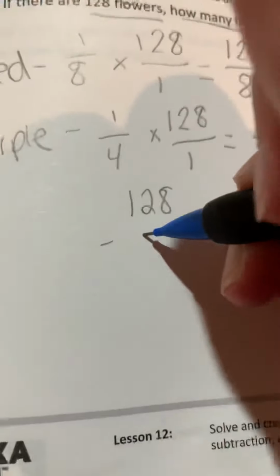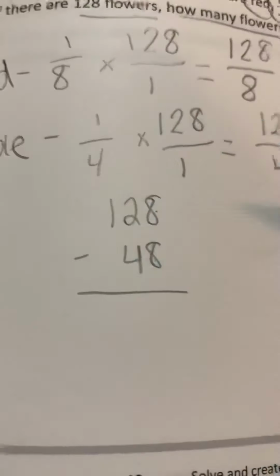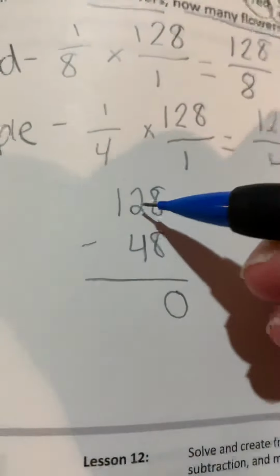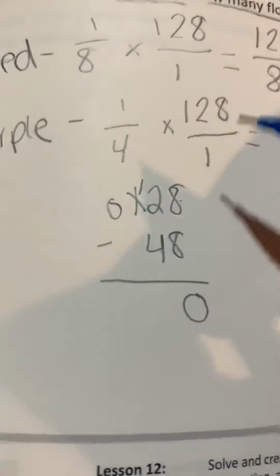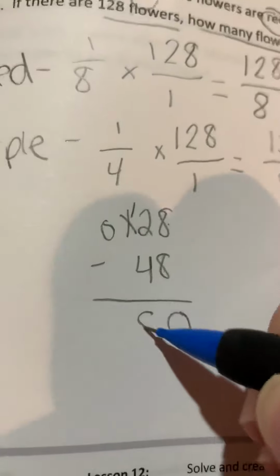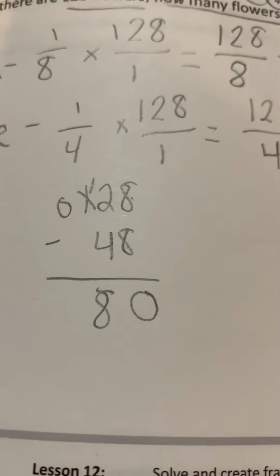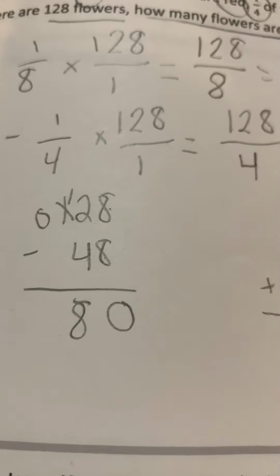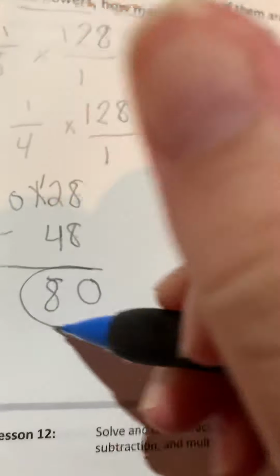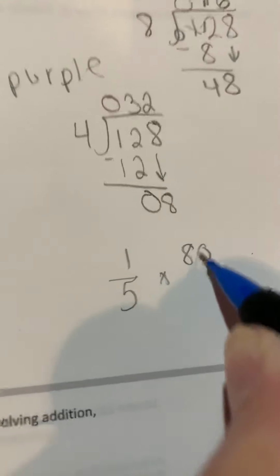128 minus 48. 8 minus 8 equals 0. 2 minus 4, can't do that, so we have to go and borrow. 12 minus 4 equals 8. So there are 80 flowers remaining. 1/5 of the remaining flowers are pink. So we have to do 1/5 times our 80. 1/5 times 80 over 1.